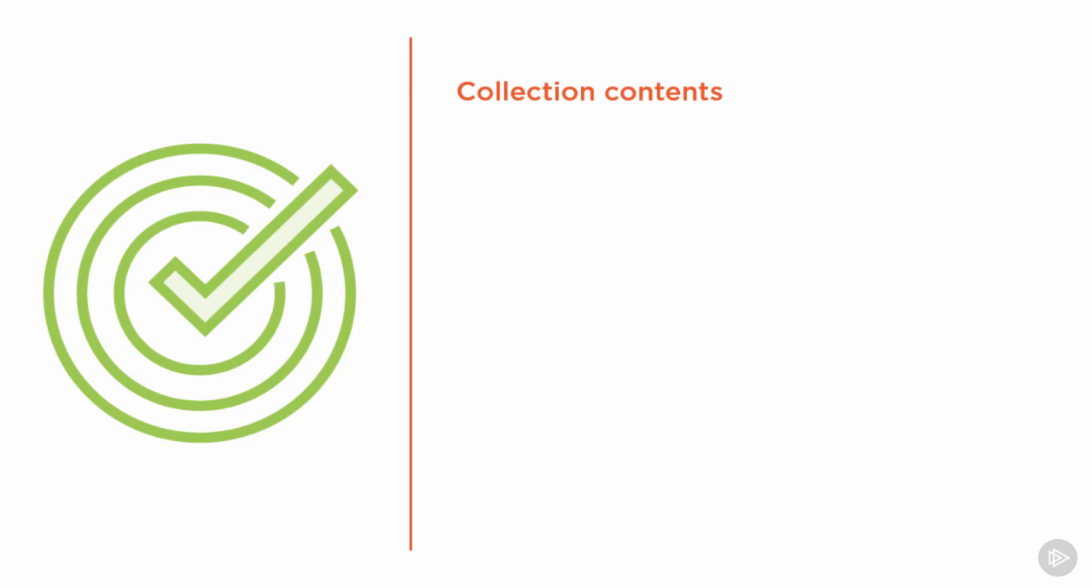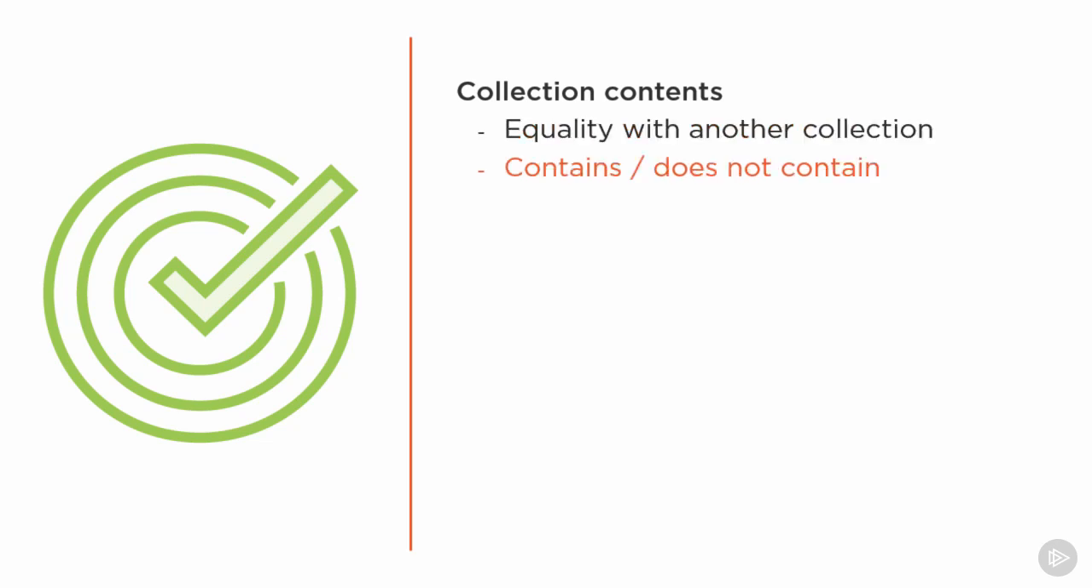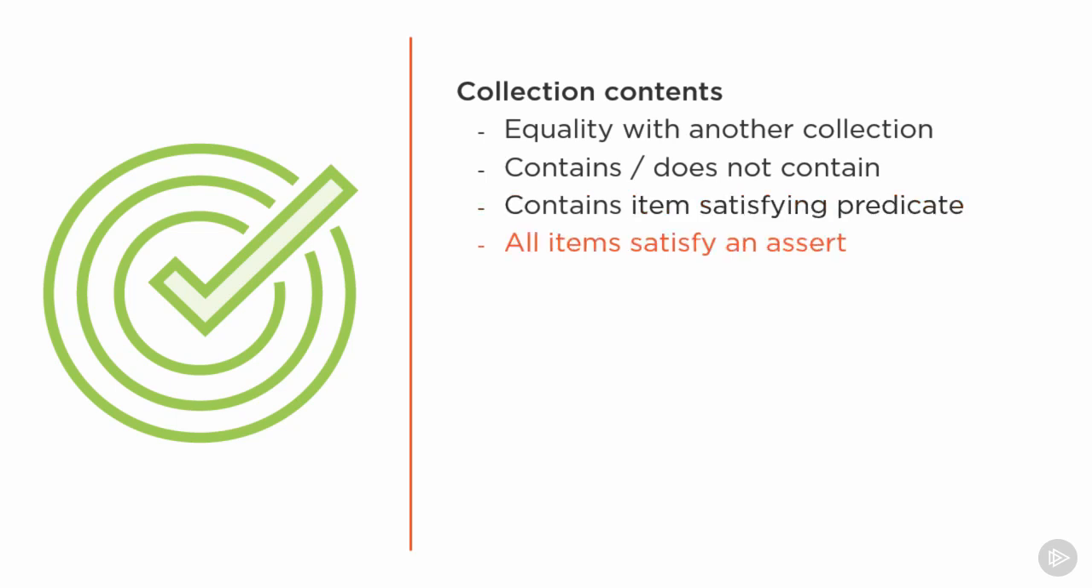xUnit.net provides a number of ways we can assert on collections, such as checking that the contents of a collection is equal to an expected collection, asserting that a collection contains or does not contain a specific element, checking that a collection contains an element that satisfies a specified predicate, and checking that all items in a collection satisfy a specified assert.